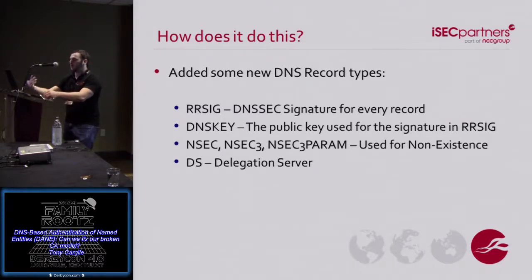Also, how are we going to be doing this hashing? Well, you're going to use a public-private key pair. The public key is going to be stored in DNSKEY, and also it's going to be stored on your parent zone. I'm going to go over that in a few minutes, but basically you're storing it on your delegation server. It also adds a few new record types for denial of existence: NSEC, NSEC3, and NSEC3PARAM. I'll go over that in a few minutes as well.